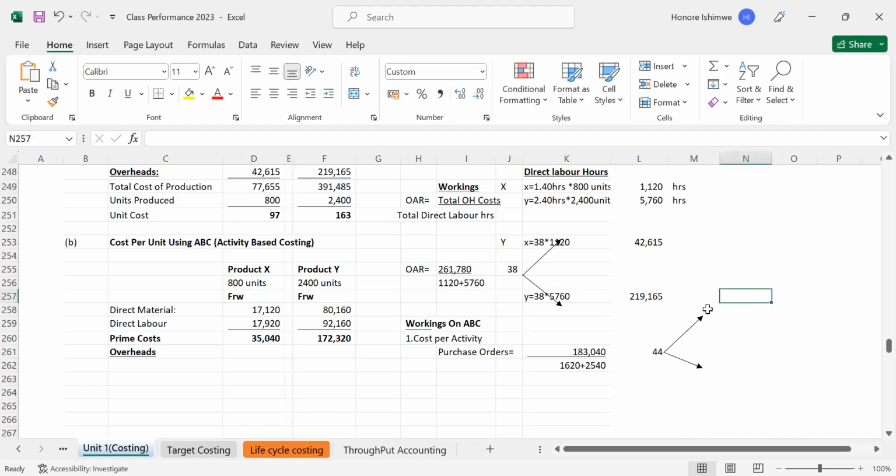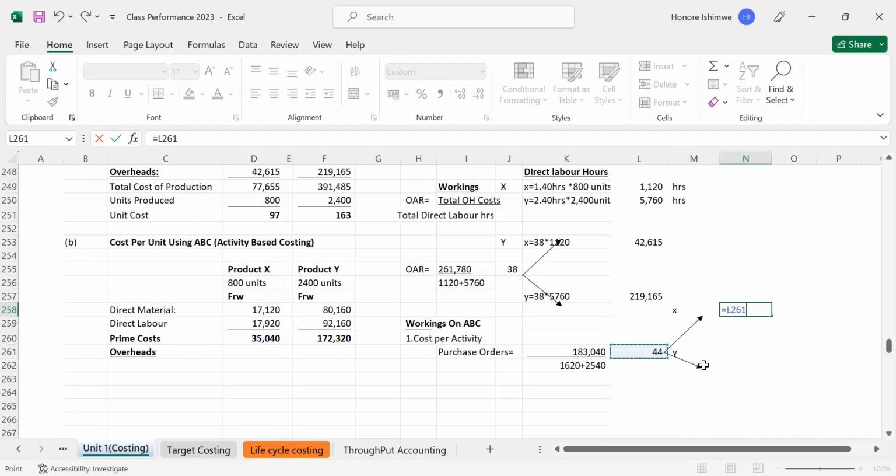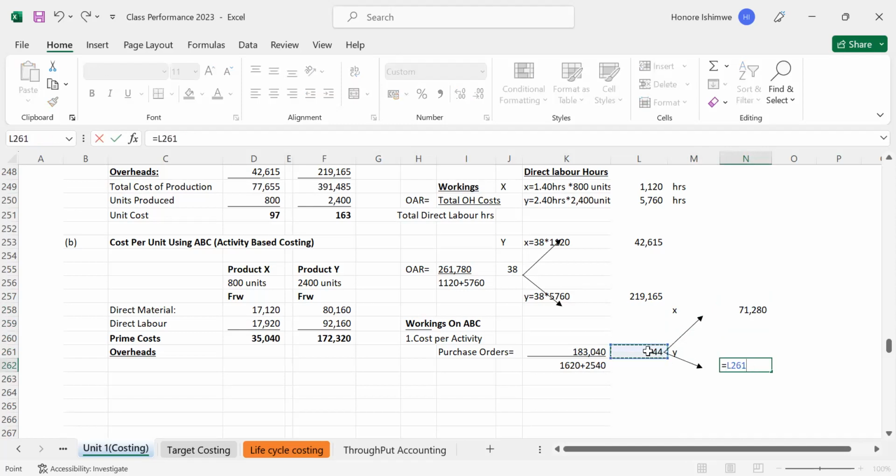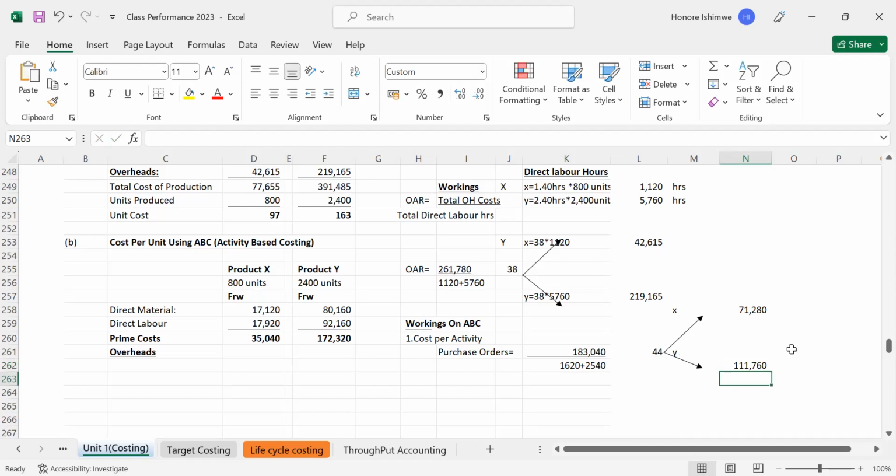So for allocation, I know I have product X and I have product Y. My allocation will use this 44, the cost driver rate we got here. Then I multiply it by 1,620, so I will have 71,280. Here, I'm also going to take this 44 for Y, then multiply by 2,540. I'm going to have this 111,760.